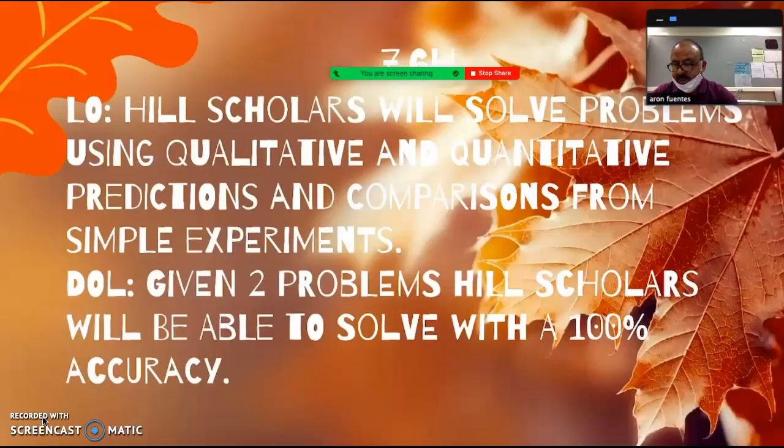Learning objective for today is Hill scholars will be able to solve problems using qualitative and quantitative predictions and comparisons from simple experiments. Directive of learning: given two problems, Hill scholars will be able to solve with 100% accuracy.